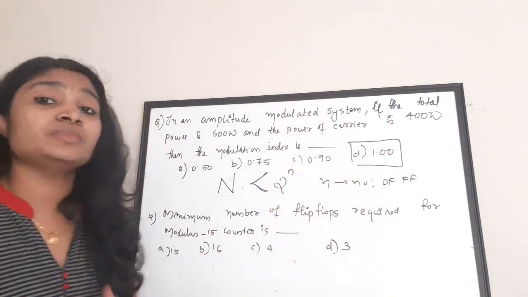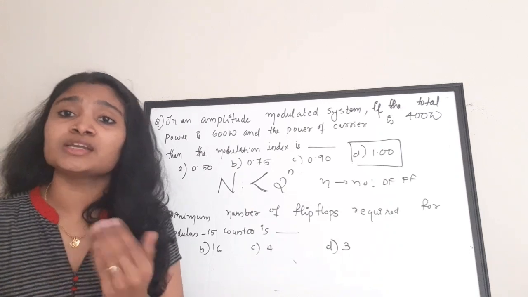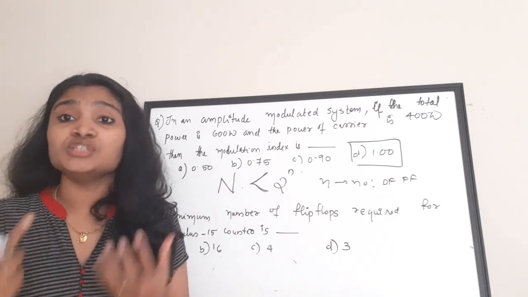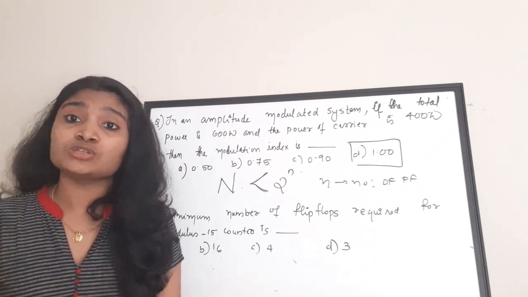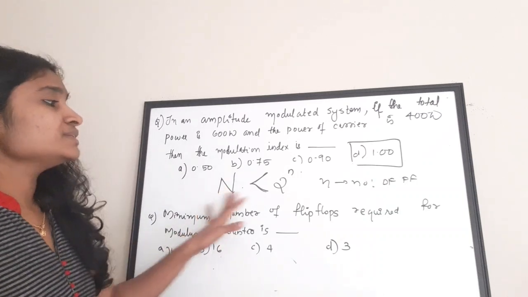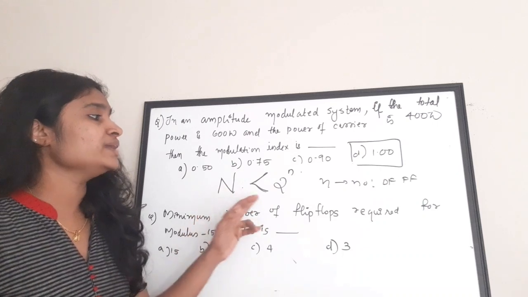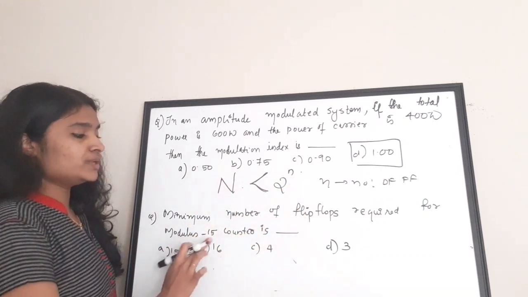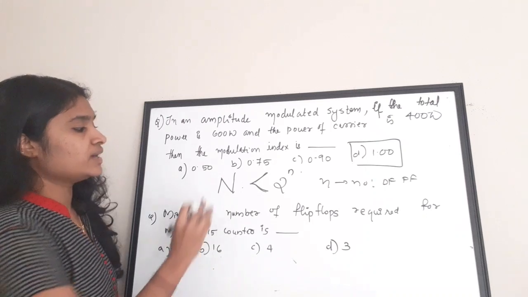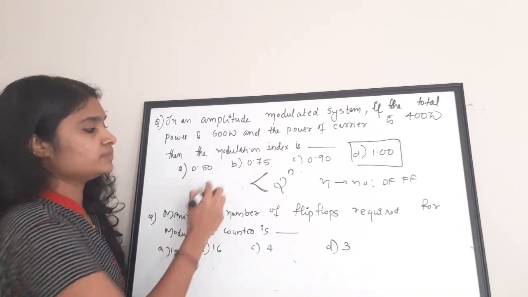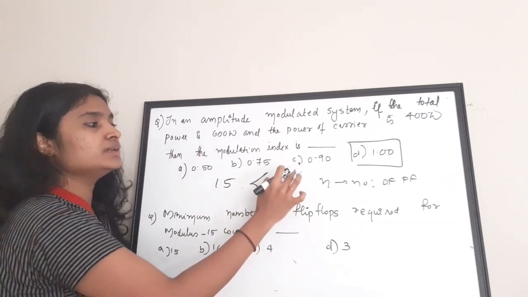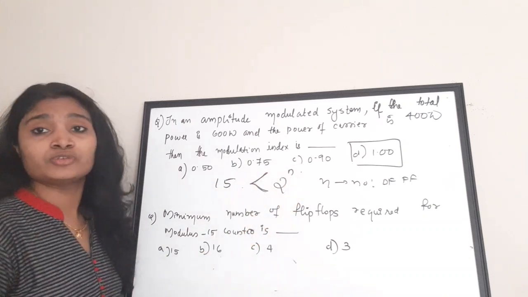If you are somebody who is preparing for technical assistant, I request you to watch this video till the end, because I am introducing a few new concepts with each question. So this is a general equation: N should be less than 2 raised to n. Here it is a modulus 15 counter, so the value of capital N is 15, and you have to think about the value of small n, the number of flip-flops.